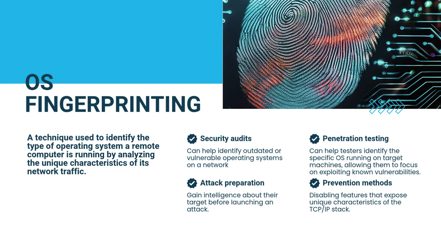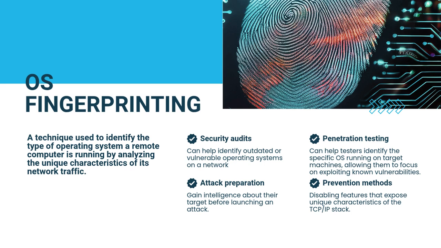Next up, we've got OS fingerprinting, and this one's pretty slick. It's all about figuring out what operating system a remote machine is running without physically accessing it. Attackers, penetration testers, and defenders all use this technique to assess systems and tailor their strategies. So how does it work? Every operating system has its own unique way of handling network traffic. Things like how it responds to a malformed packet or what TCP/IP options it sets during communication. By sending carefully crafted packets and analyzing the responses, tools like Nmap can guess the OS with surprising accuracy.